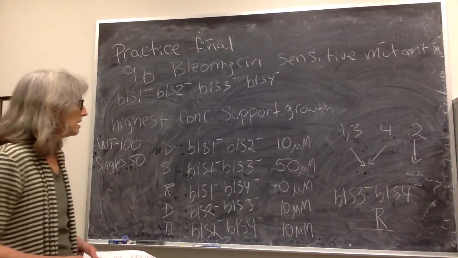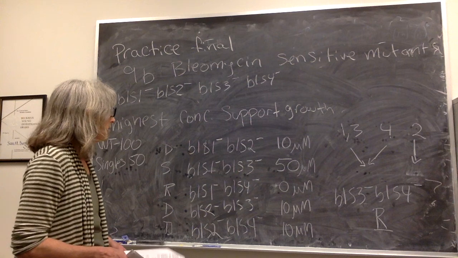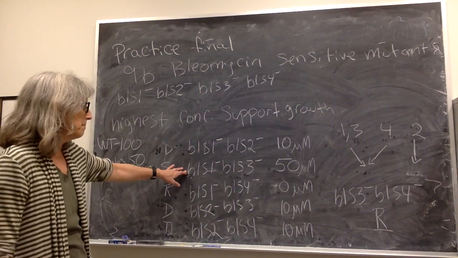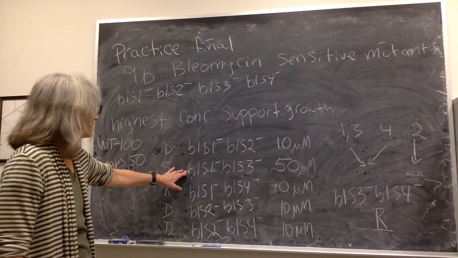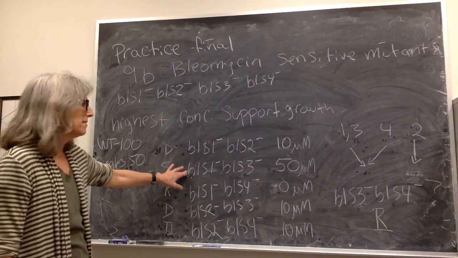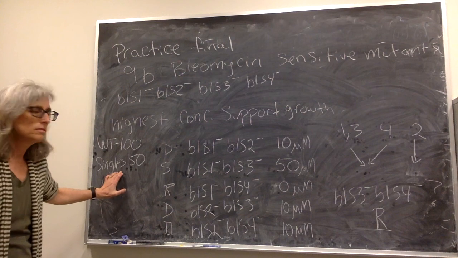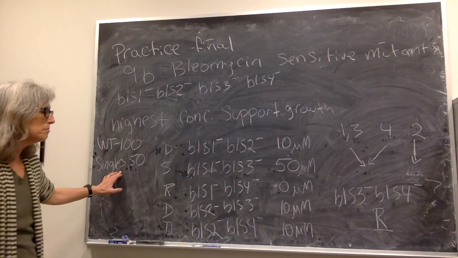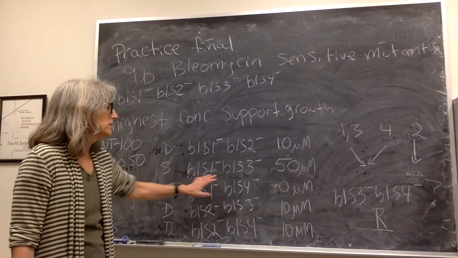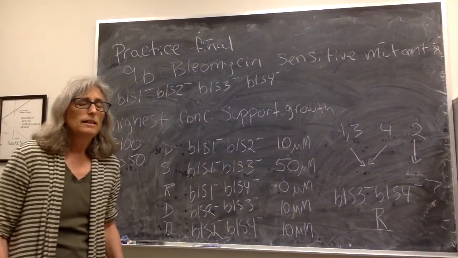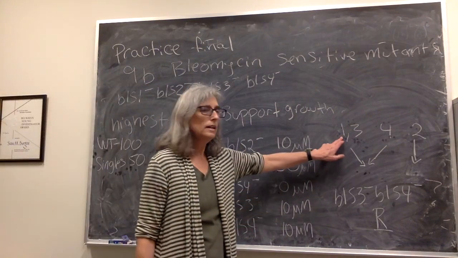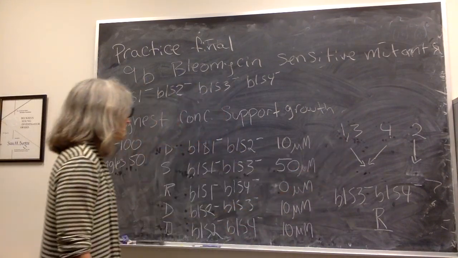So if we focus on the 2 that stand out, we have BLS1 and BLS3, and these have the same phenotype as the single mutants. If we have a double mutant that has the same phenotype as the single mutants, then we can say that these 2 genes, 1 and 3, act in the same pathway. Okay? So over here, I just wrote them as 1 and 3.